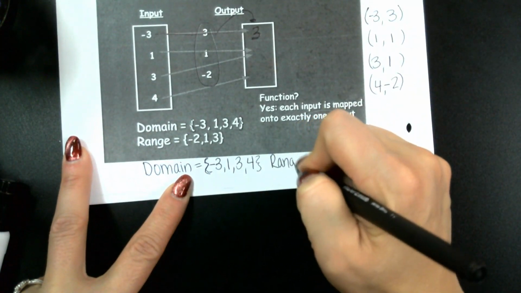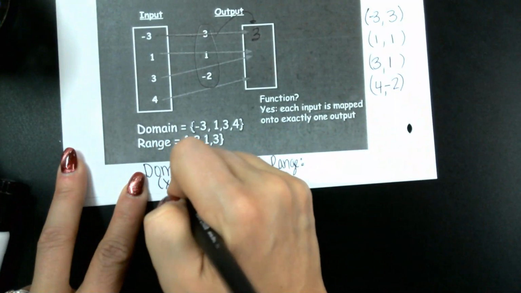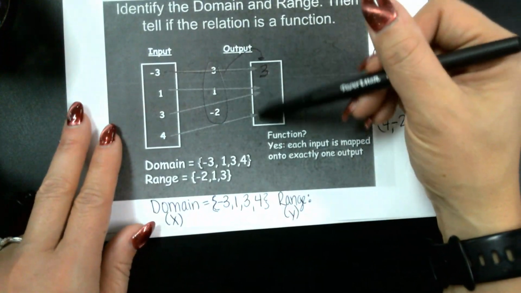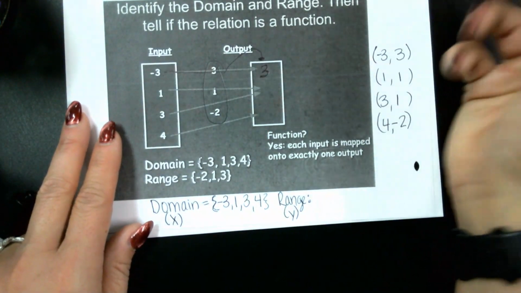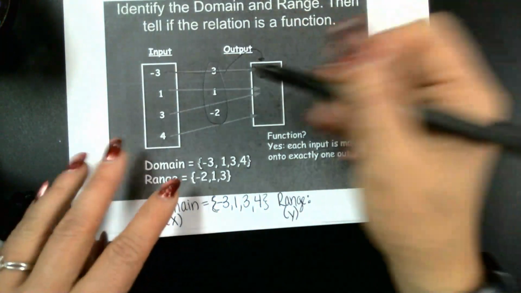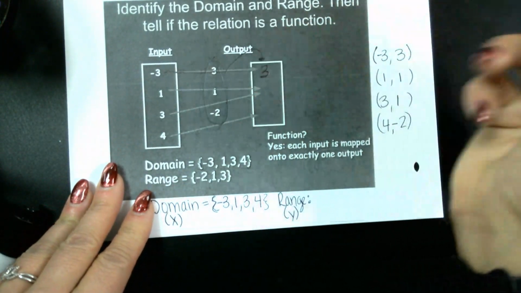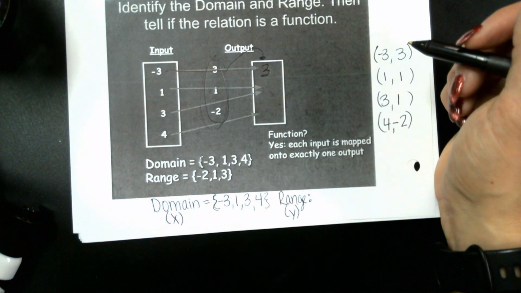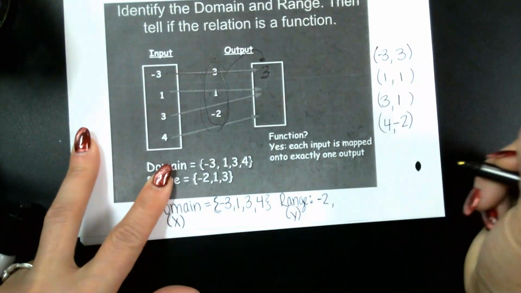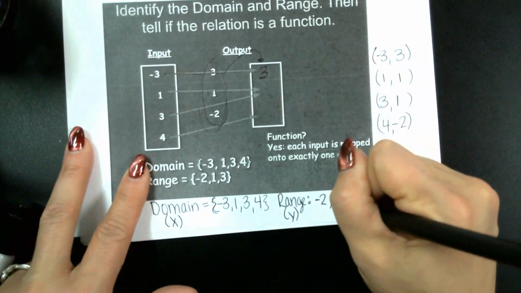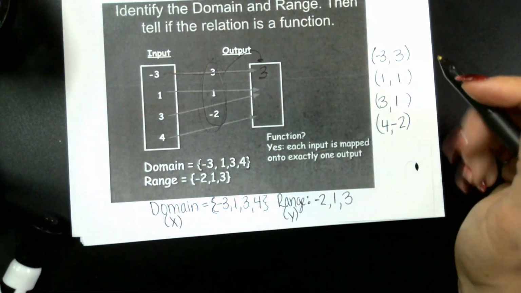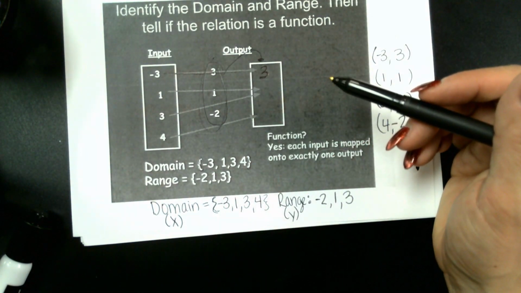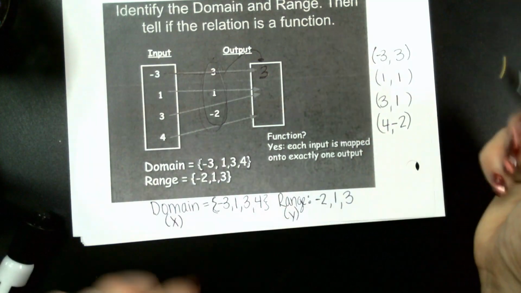And then for range, you would do the same thing, but this time we're going to list out our Y values. So the Y values come from technically this box, but they're over here in this column instead. But put these numbers in order least to greatest for me. What's the smallest one? The -2. And then 1 and 3. So like I said, sometimes you're going to actually have to shuffle these numbers around. They're not always going to be given to you least to greatest. So just make sure when you write them, you put them least to greatest.